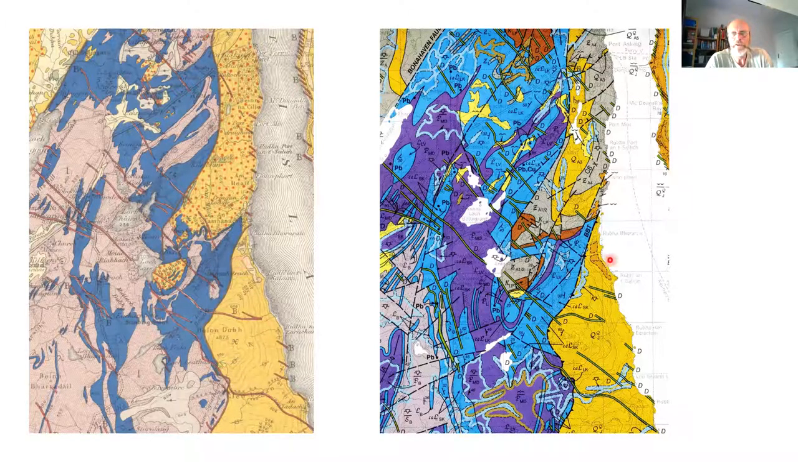Jump across to the current version of the BGS map. Again, here's that little triangle of stuff. There's our Bonahaven and Port Askaig tillite formation. This orange ornamentation is supposed to represent those dolomitic units at the bottom that we were looking at. And then here's this major fault that separates the Lossit limestone from the Jura quartzite. It's known on these maps as the Ben Barn Thrust, the BBT.